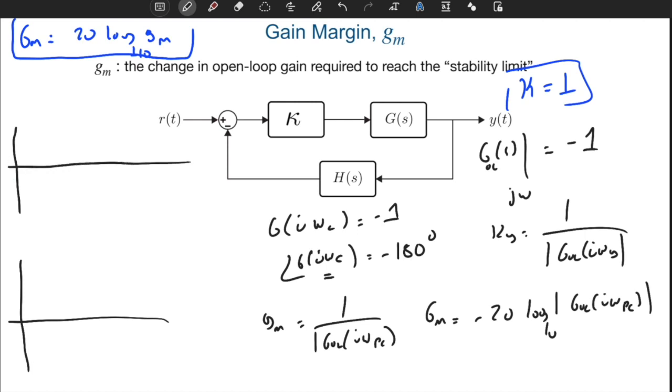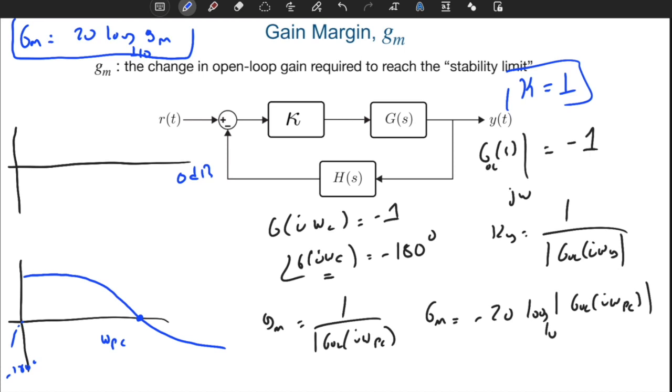We don't need to do that. Let's assume that our phase looks like this. And this is my minus 180 degrees. So you can find the phase crossover frequency. And let's assume that this is my 0 dB line.